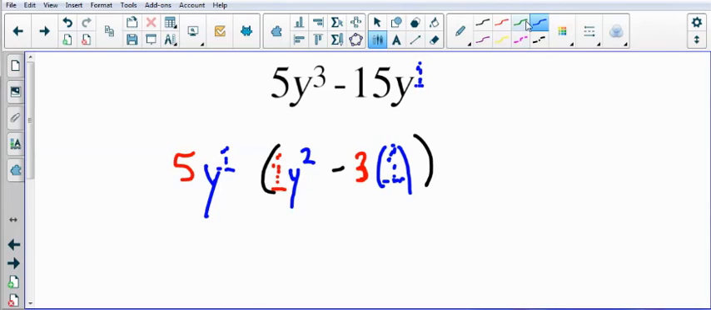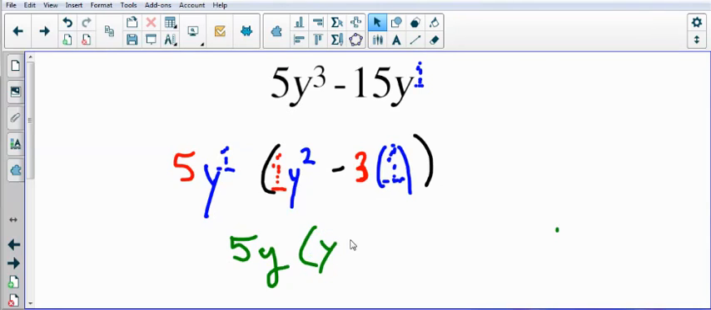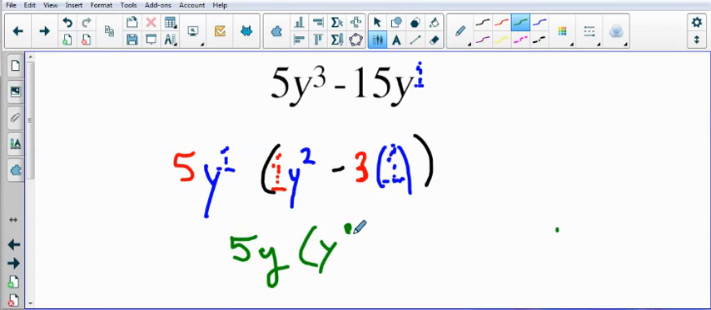Okay, so now let's just clean all this up. 5y to the 1 is just 5y. 1y squared is just y squared. That's a 2. Okay. And then 3 times 1, even though it's an invisible 1, is 3.